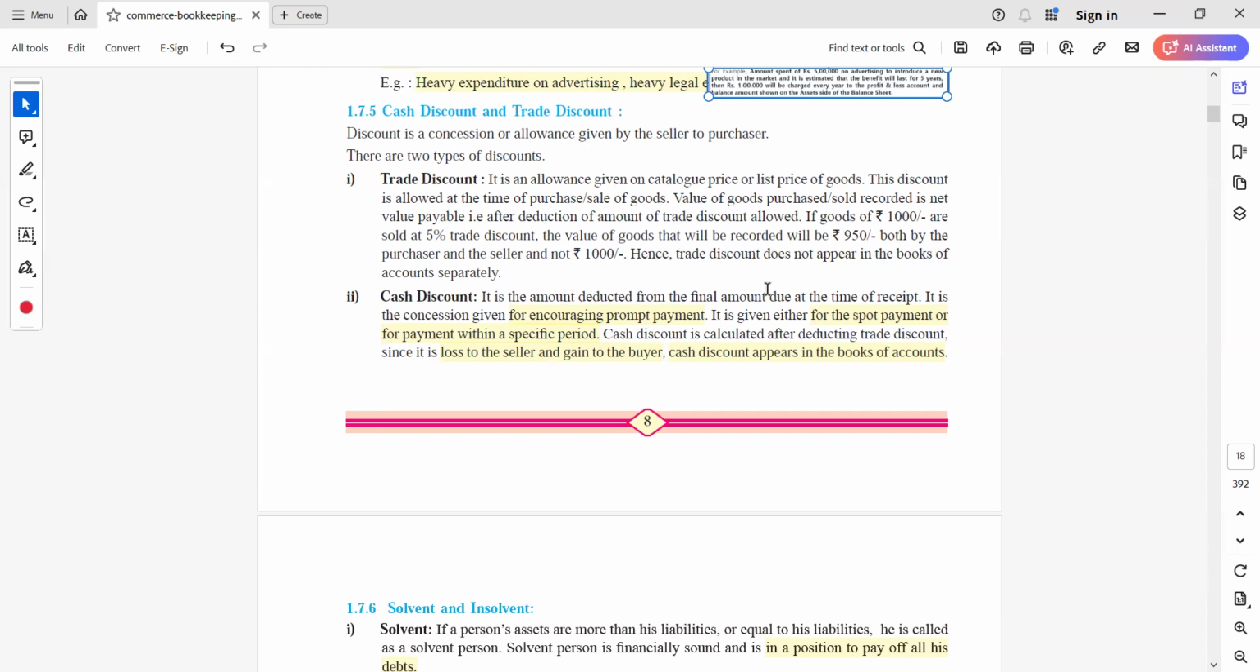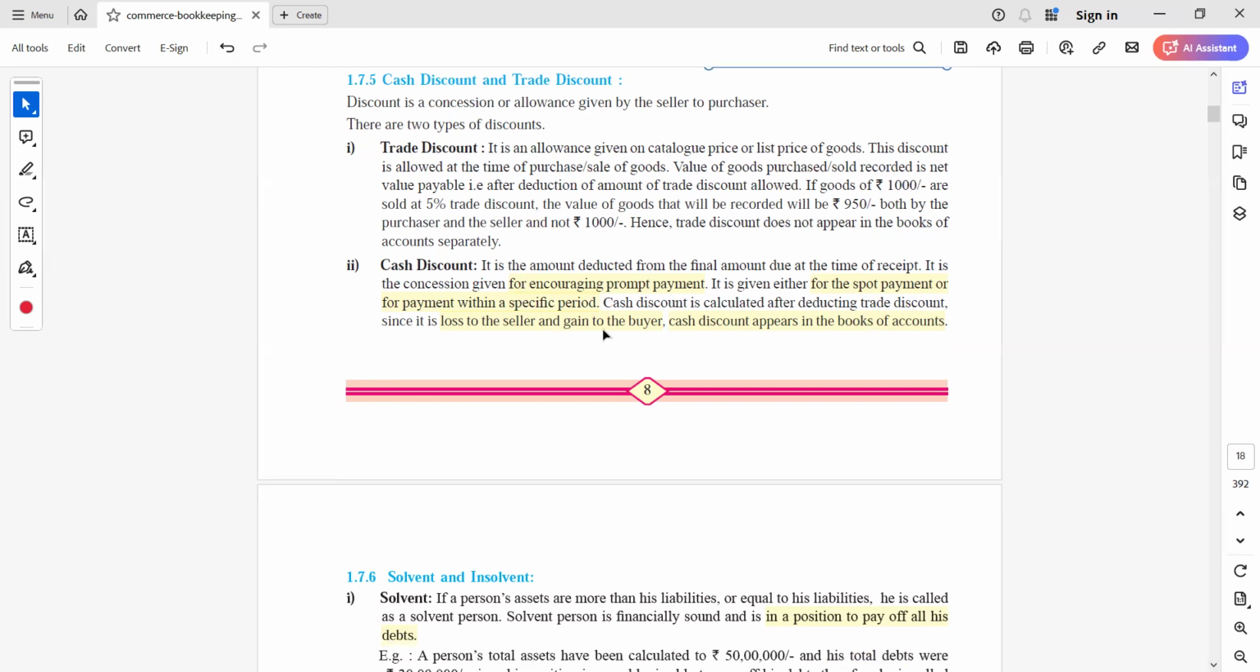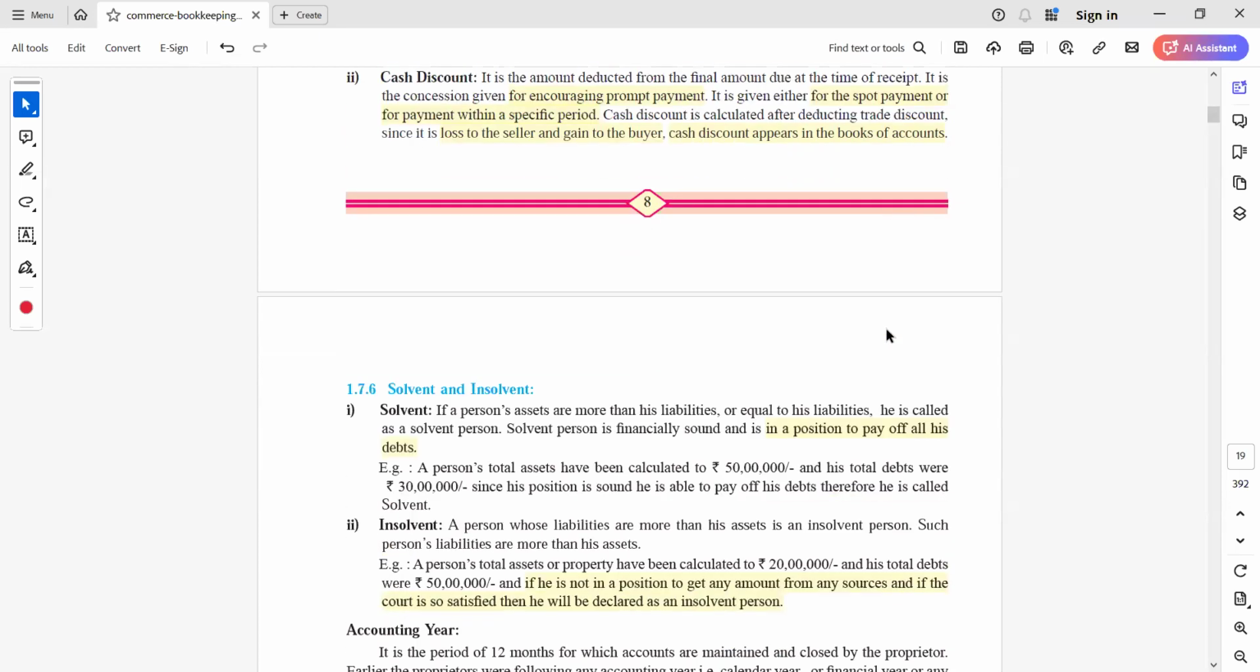Cash discount will appear in your books, but trade discount won't. Cash discount is calculated after deducting a trade discount. Since it is a loss to the seller and a gain to the buyer, cash discount appears in the books of account.